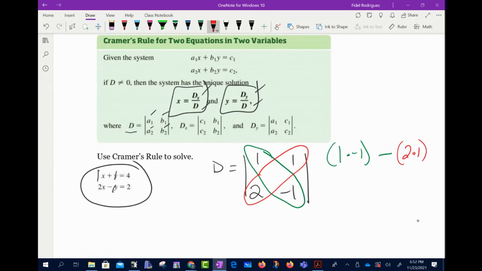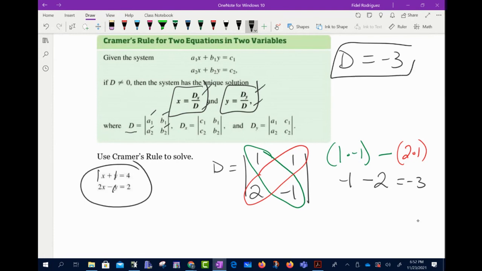2 times 1. So let's do this part now. We have 1 times -1 is -1, minus 2 times 1 is 2, and that's giving me -3. So we found the value of D. The value of D is equal to -3.